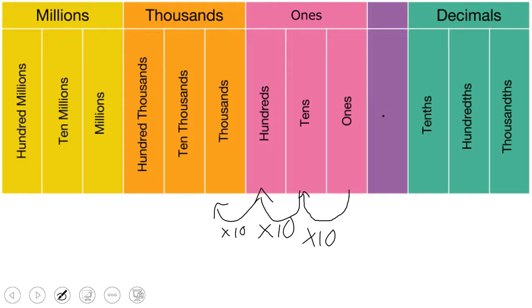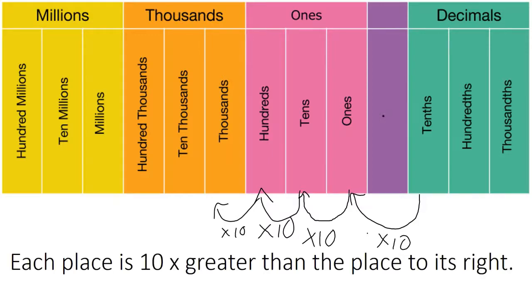This also works for decimals, which we added on more recently. In my decimal places, I have tenths, hundredths, and thousandths, but they work the same way. To make a 1 out of tenths, it would take me 10 tenths. So to summarize, each place is 10 times greater than the place to its right. This is going to come in handy during today's lesson, so keep this idea in mind.